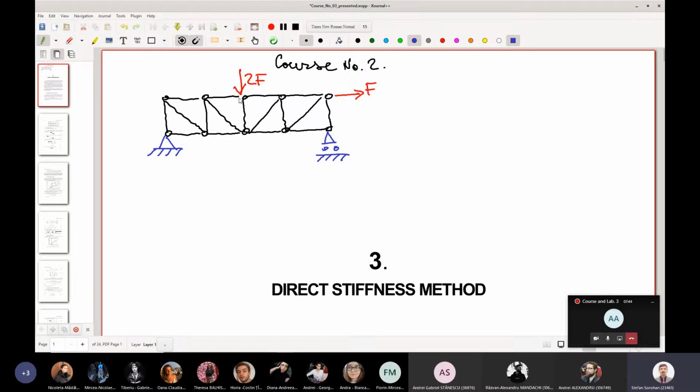And don't forget, we use a computer, so we need a global system of coordinates in plane XY. And for this particular problem, we are interested in nodal displacements, that means how the deflected shape will look, and also in reaction forces, in internal forces in every member, and so on.